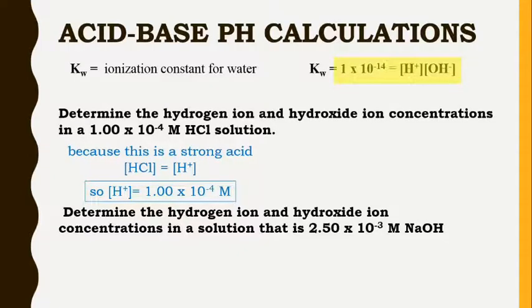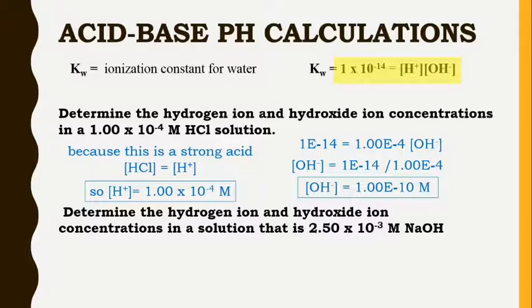1 times 10 to the negative 14, which is that ionization constant for water, is equal to this H plus concentration I just found, times the OH minus concentration that I'm looking for. So if I divide by that H plus concentration to get OH on its own, I end up with this equation, which, if I plug that into my calculator, gives me 1 times 10 to the negative 10th, or 1E negative 10 molarity. So that tells me about how much H's and OH's I have in this other solution that's not water. And the next question is basically the same process except with OH.